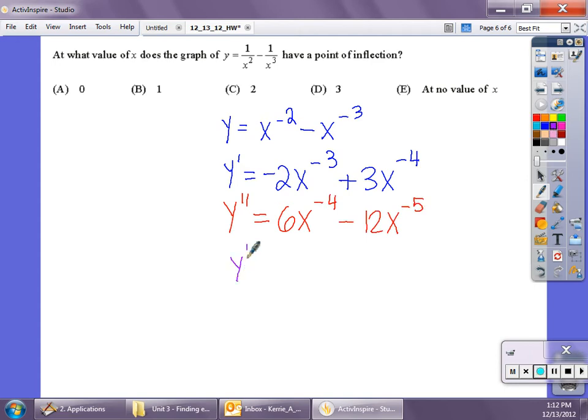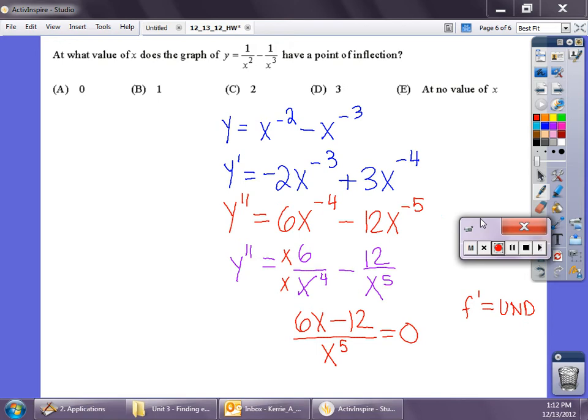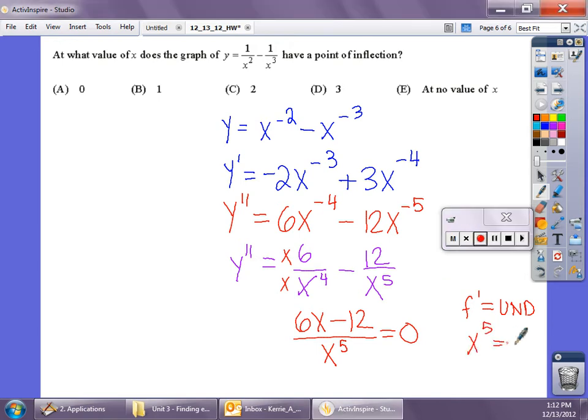Let's rewrite this. So I get 6 over x to the 4th minus 12 over x to the 5th. I'm going to multiply the first term by an extra x, and so we get 6x minus 12 all over x to the 5th. I'm going to set that equal to 0. I'm going to set this also equal to undefined. And when I set this equal to undefined, I would get that x to the 5th is equal to 0, x equals 0, but if you look at the original function, the domain of this function was x can't equal 0.